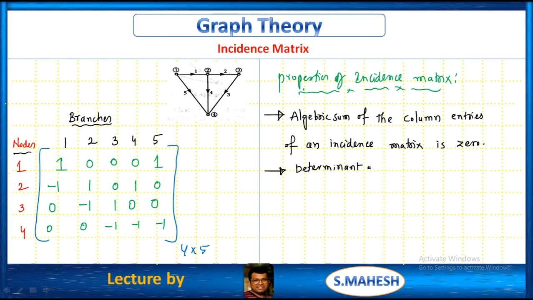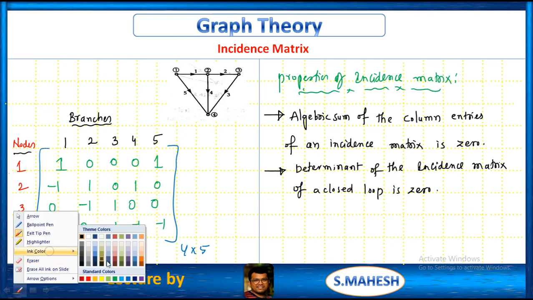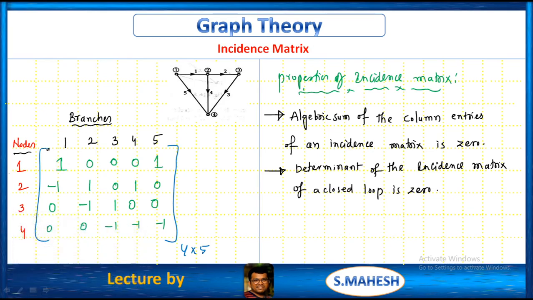Like that, the determinant of the incidence matrix of a closed loop is 0. Clear? These are very important. See, what is the first observation? The algebraic sum of column entries.